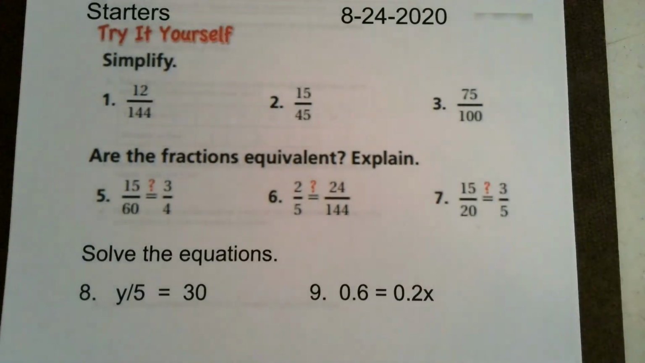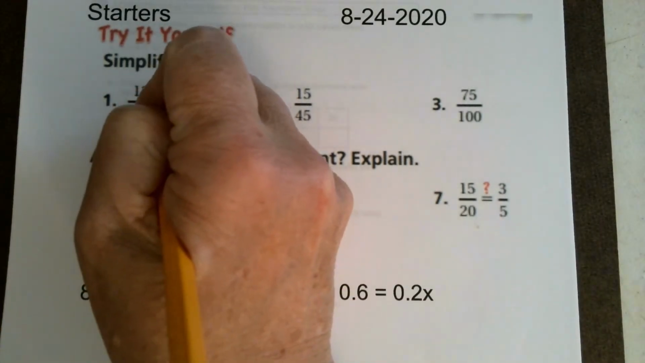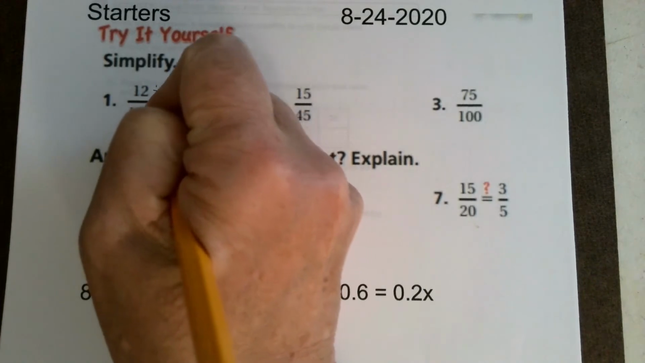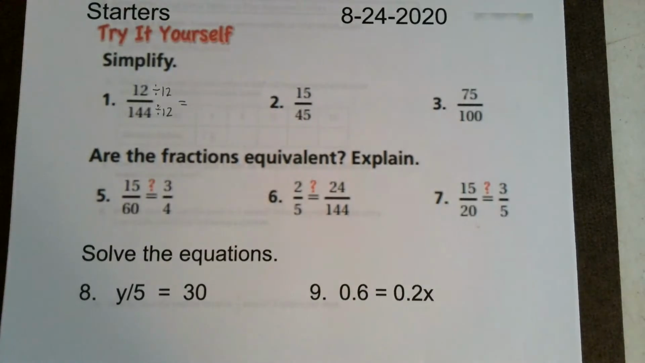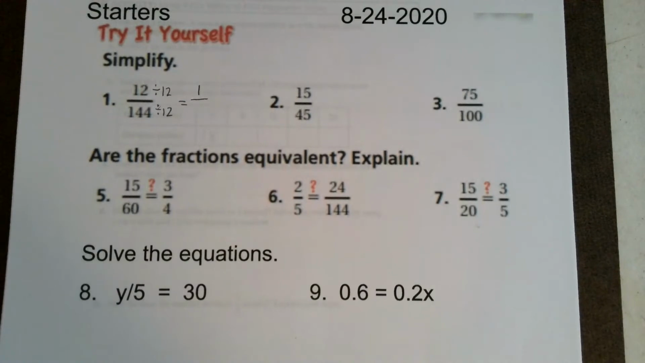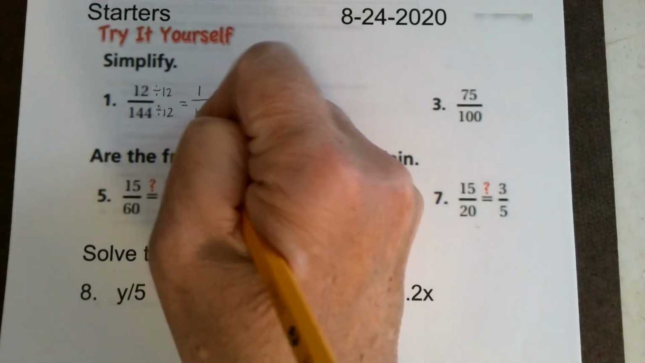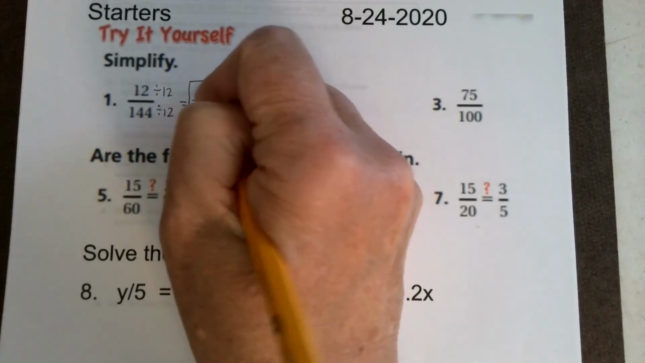Alrighty, here are the answers from yesterday's starters. When you are simplifying, you're looking at 12 and 144 and you're figuring out what you can divide both 12 and 144 by. In this case, we're going to divide by 12. That's our greatest common factor. 12 divided by 12 is 1. And 144 divided by 12 is 12. So we simplify and we get 1/12.